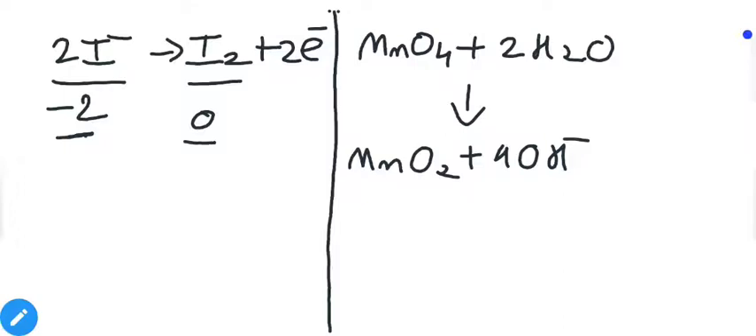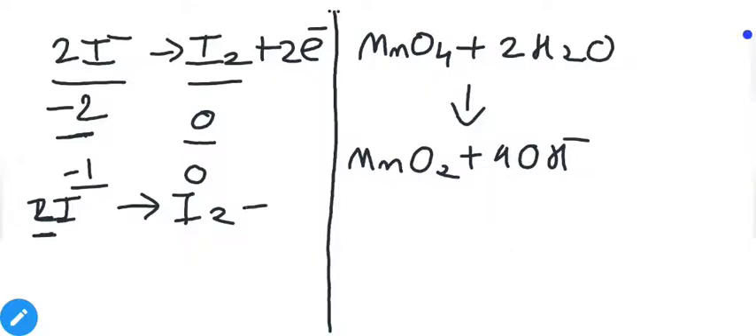And as a second technique we can see that we are turning I minus into I2. That means we are increasing the oxidation state from -1 to 0. So it simply represents one iodine releases 1 electron. We have 2 of them, that means it will release 2 electrons.